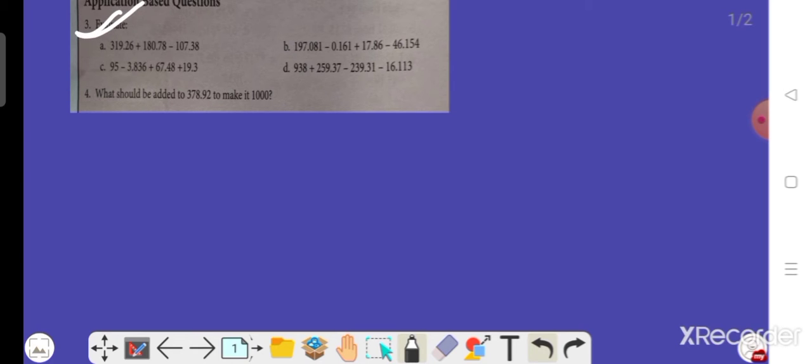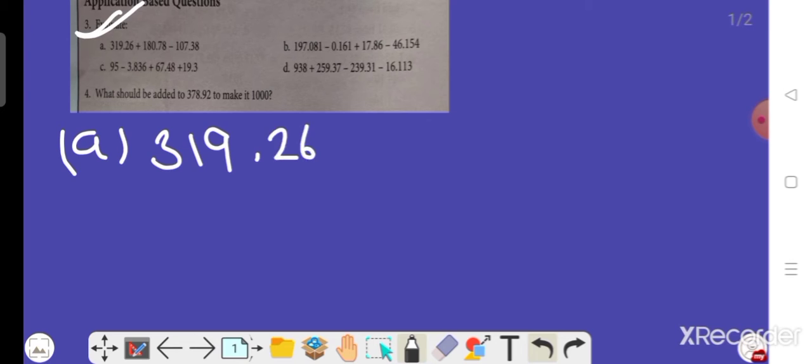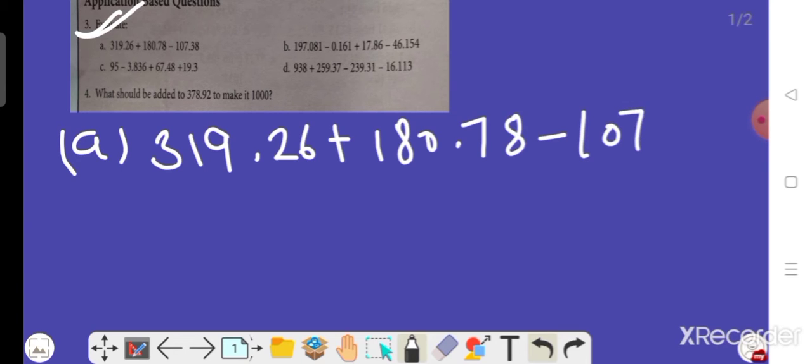In question number 3, we have to evaluate the given decimal numbers. Like A part: 319.26 plus 180.78 minus 107.38. To evaluate this, beta, we have to firstly add these two numbers, and we know the method of adding decimal numbers.